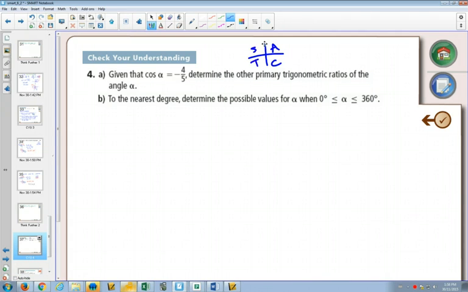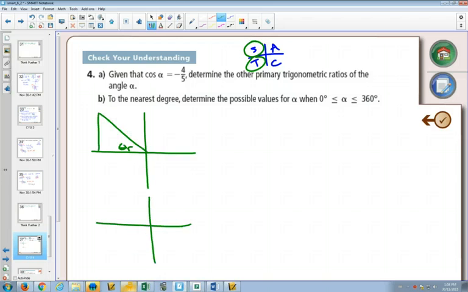According to the CAST rule, which says where things are positive, here we have cos being negative, so it has to be in quadrant 2 or 3. If we draw a picture of what's happening, we would have a reference angle in quadrant 2. We would have a reference angle in quadrant 3.